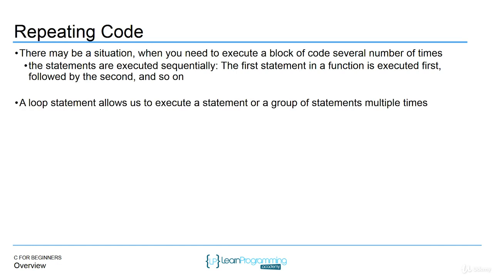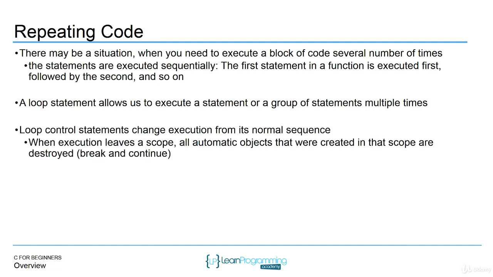So a loop statement allows us to execute a statement or a group of statements multiple times without having to actually have each statement repeated that many times. Loop control statements change execution from its normal sequence. When execution leaves the scope, all the automatic objects that were created in that scope are destroyed.